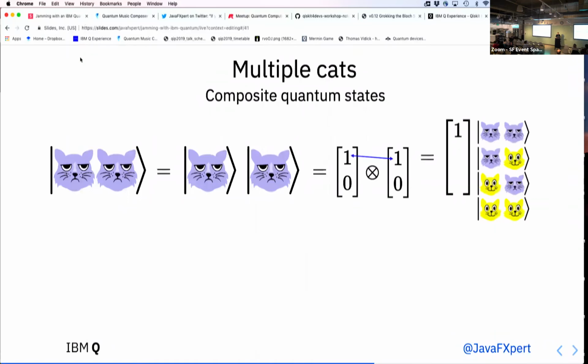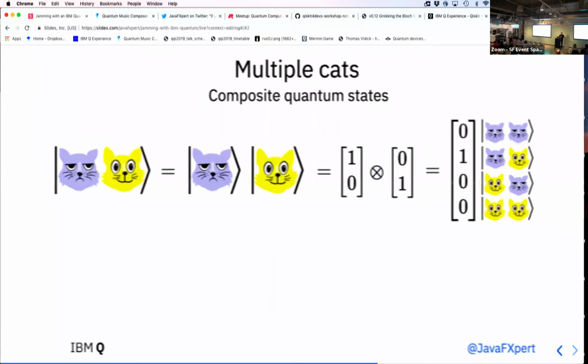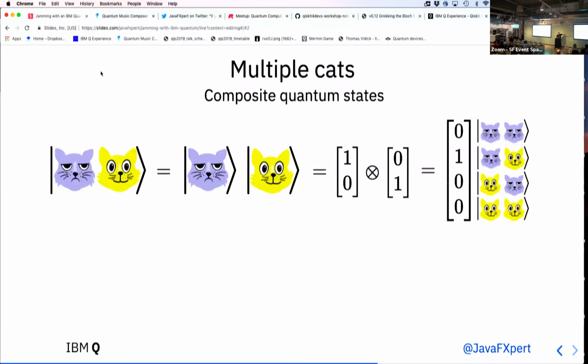I'm going to say, okay, 1 times 1 equals 1. So that one is going to go up there in the grumpy basis state. And then we have 0, 0, 0. So the state expressed in kets is this, but when I express this as a state vector, it is 1, 0, 0, 0. So just adding more cats, that's all we're doing. And then if I wanted to do, you know, grumpy, happy, then we have those two state vectors, we do the tensor products, and now we have that.